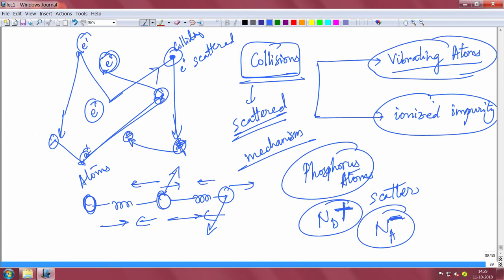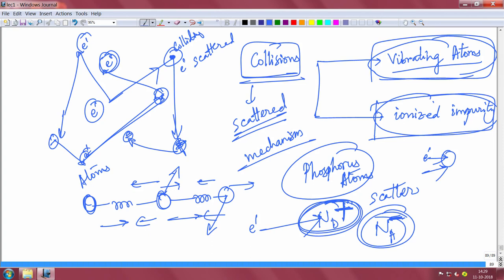It's all random. And when I say the vibrating atoms are colliding or scattering, it's not like the electron directly comes and hits the atom. Even when I say there is a negatively charged acceptor or positively charged donor, it's not like the electron comes and hits it physically. There is no physical hitting here. What is actually happening is that these vibrating atoms or ionized impurities set up a potential energy, and that potential energy perturbs the electron's motion.